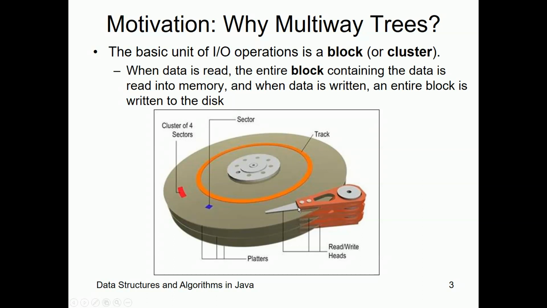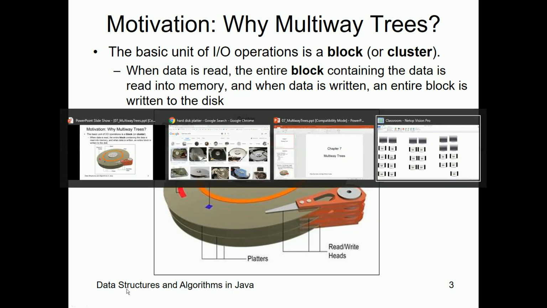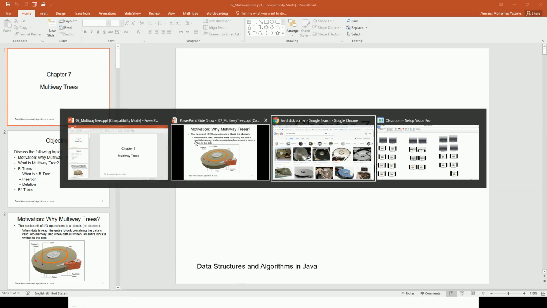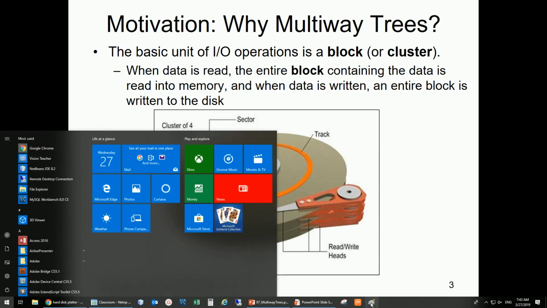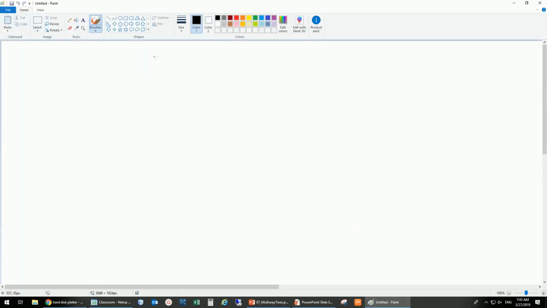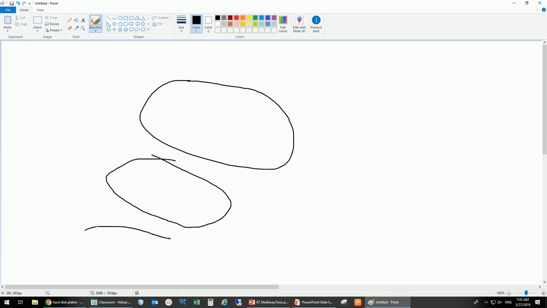Now the head is on both sides of the platter, on the top and on the bottom. So for example, if you have these 3 platters, you have 6 heads, one on the top and one on the bottom of each. Now imagine that this is the disk, and this is the other one below it, and this is another one below it.